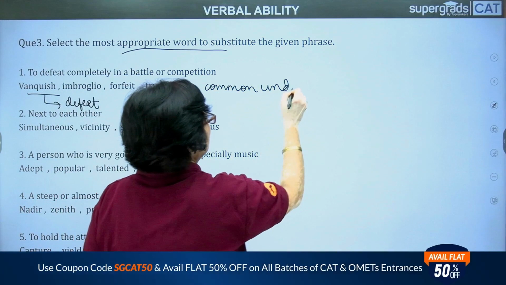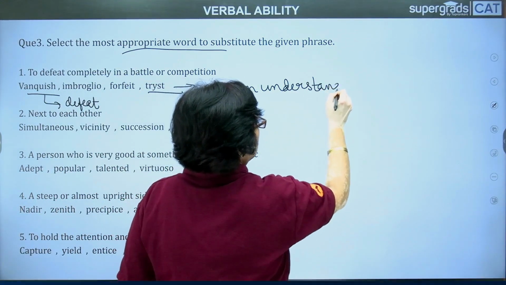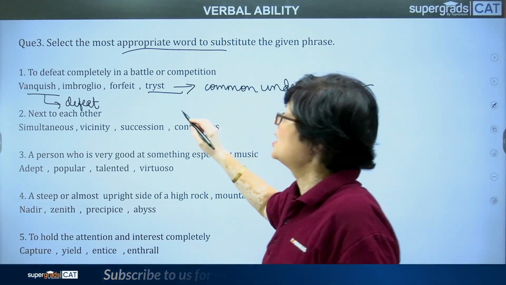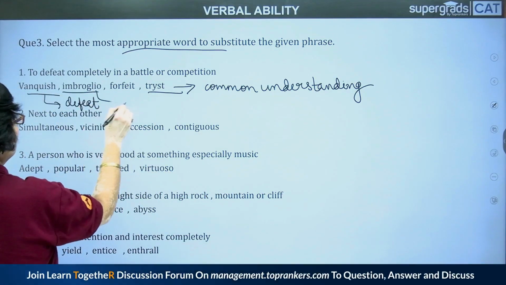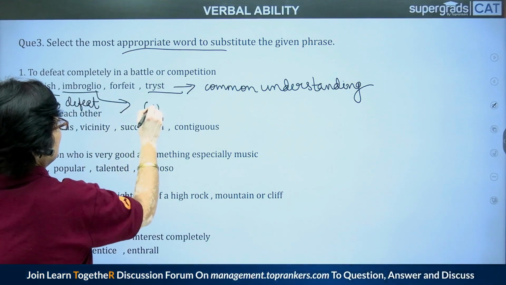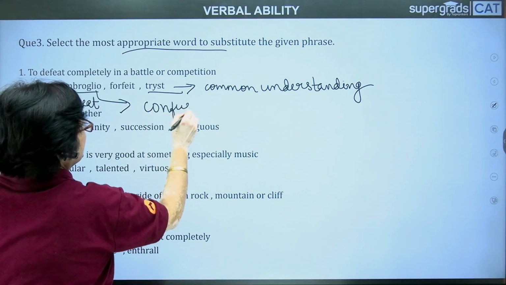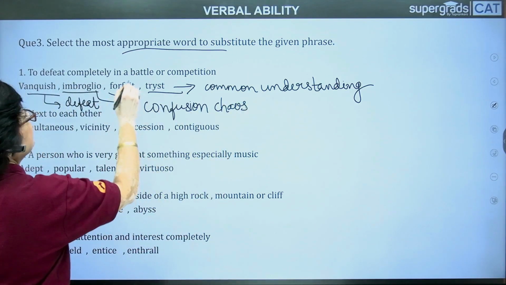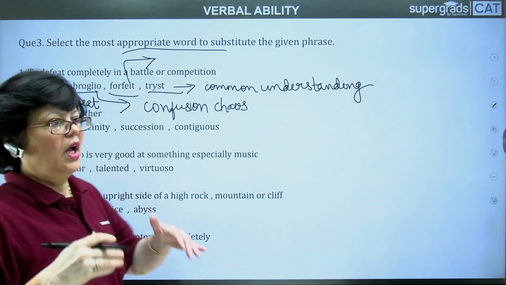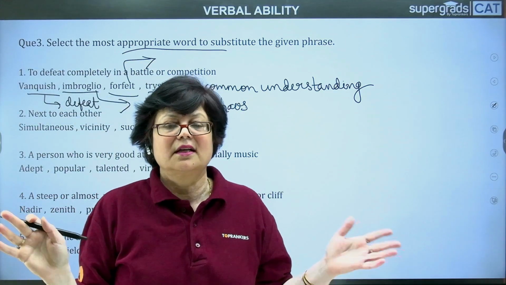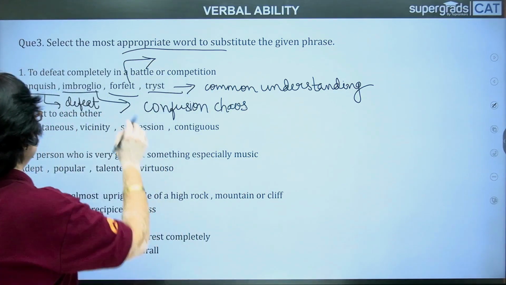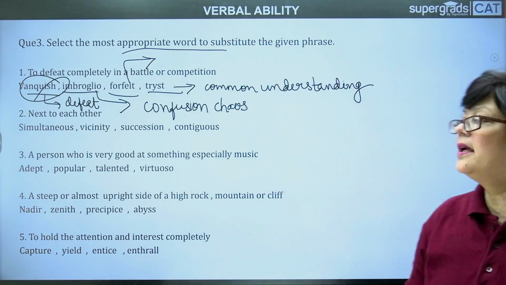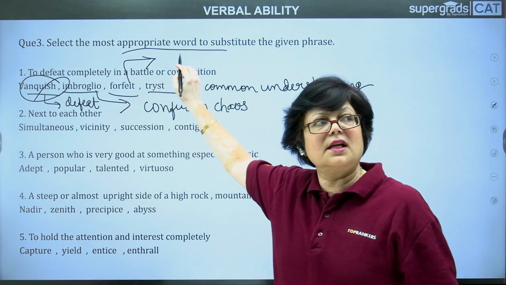Common understanding between two people that they want to meet somewhere or they want to have a plan together, right? This is the meaning. And imbroglio also means a lot of confusion, a state of confusion. Utter chaos, you can call it, right? And forfeit. Forfeit is to have something gone away. Forfeited. Not to be available. Forfeit, right? So the best answer is vanquish. The correct meaning of vanquish is to defeat, and this goes completely in sync with this phrase.